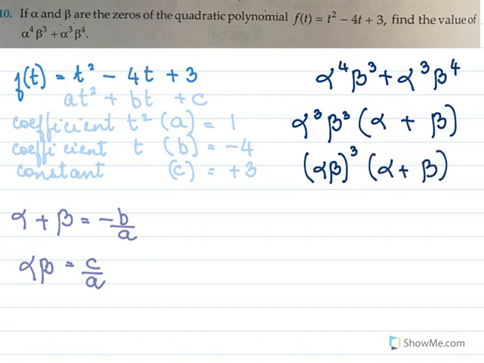Now we put our values. Alpha beta we know is minus b by a, so that is raised to cube. No, alpha beta is not b by a. Alpha beta is c by a.